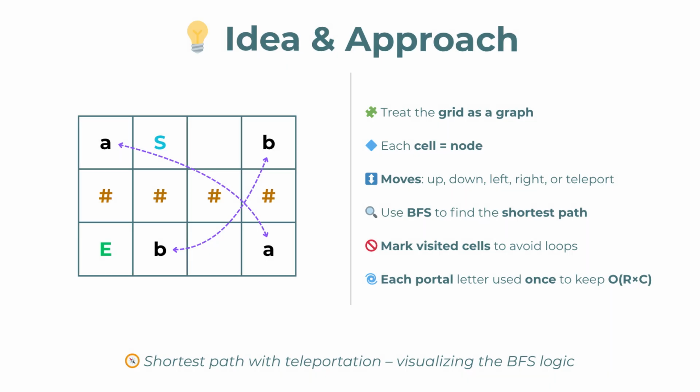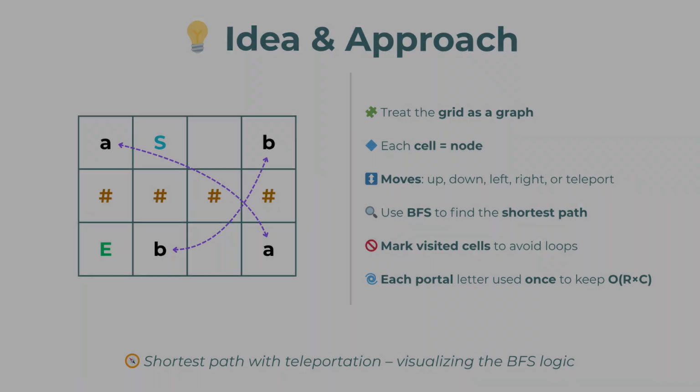Here's the main idea. We treat the grid as a graph where each cell is a node. You can move in 4 directions or instantly teleport between matching portals. Breadth-first search guarantees the shortest path, while visited cells prevent loops. Each portal letter is used only once, keeping the algorithm linear in grid size.